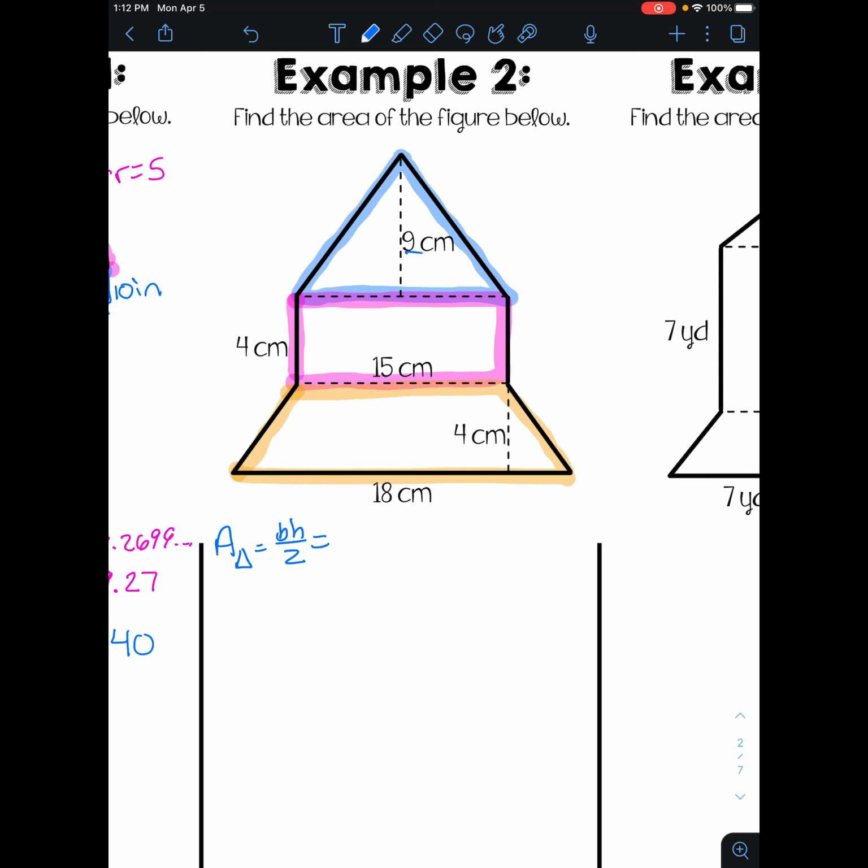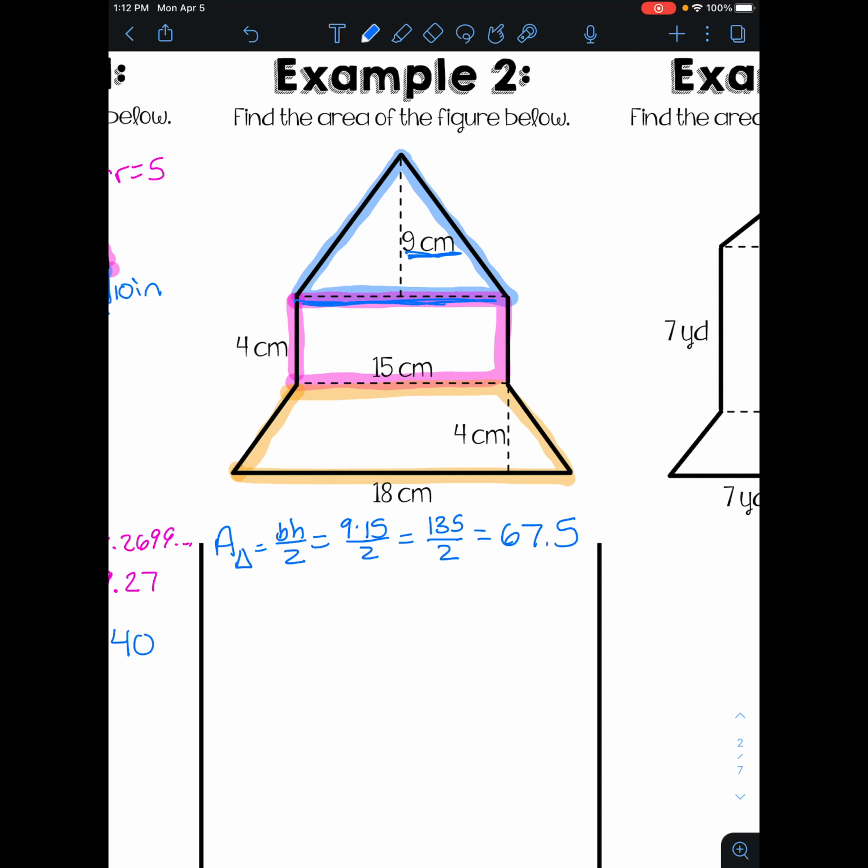have a height of 9. Now our base here, we're going to get from this length below. So it's 15 centimeters. So we have 9 times 15 all over 2. 9 times 15 is 135 over 2, which gives us 67.5.